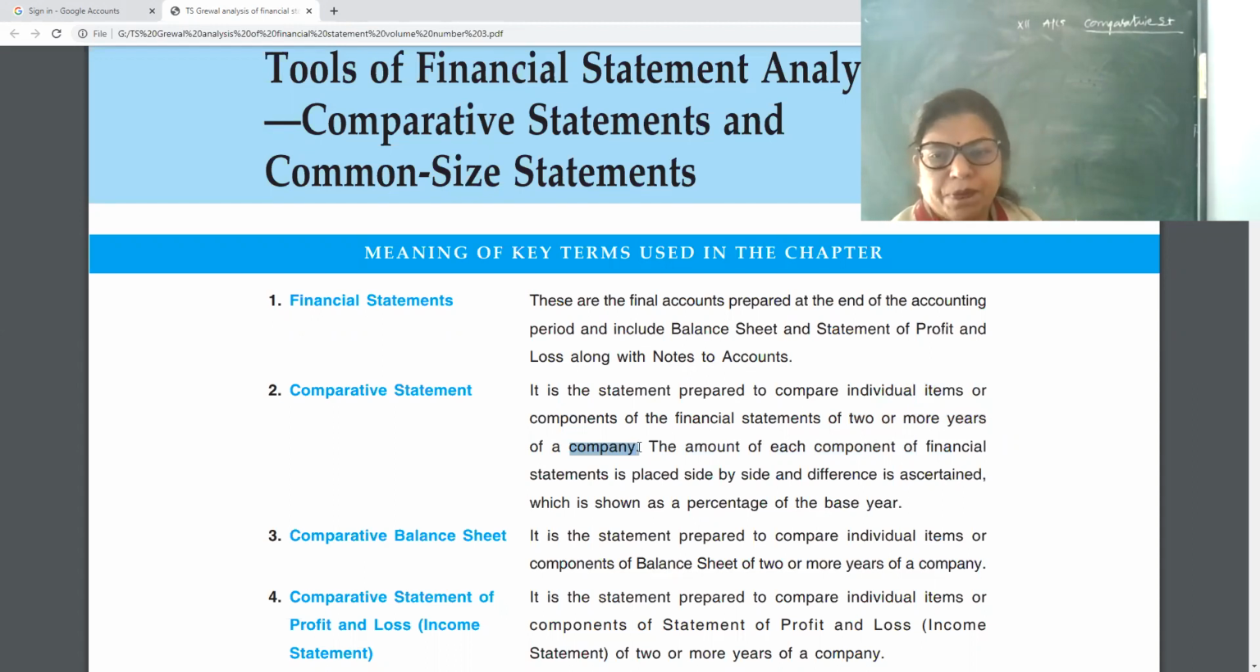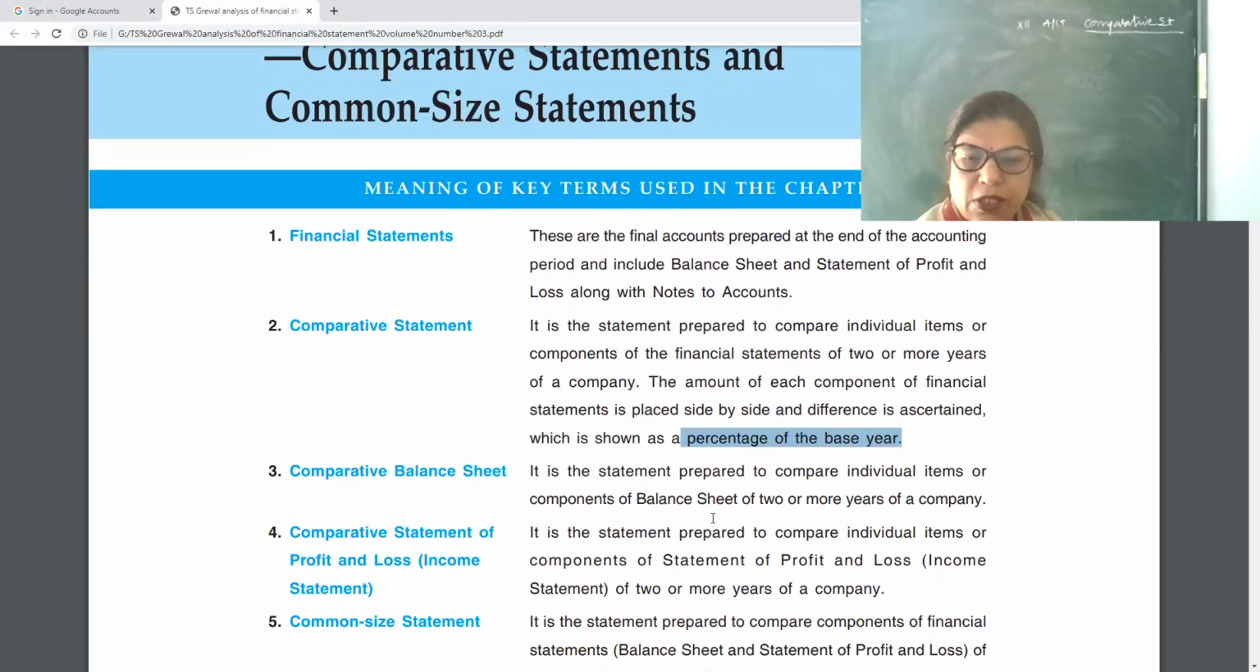Sole proprietor and partnership will not be there. That is, we are studying that part, company. Accounts of company, financial statements of company, organization. Then it is placed side by side. Difference is ascertained, which is shown as percentage of the base year. This is comparative statement. Then comparative statement is of 2 types.